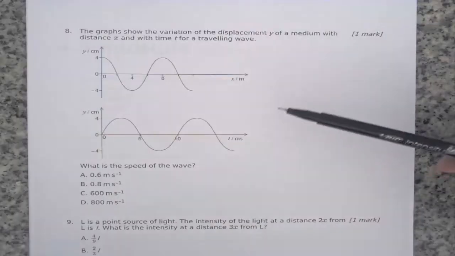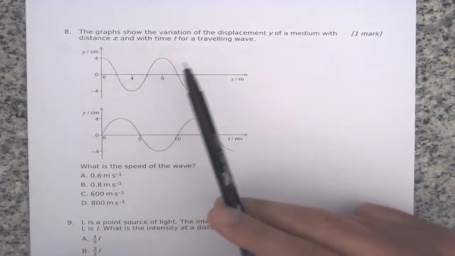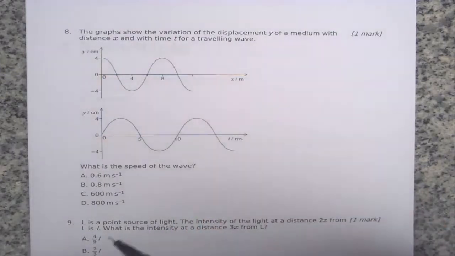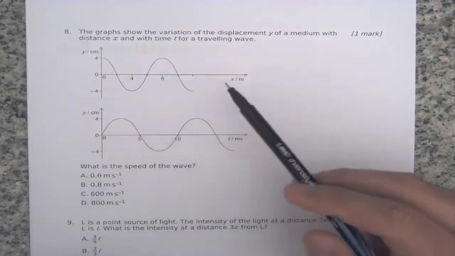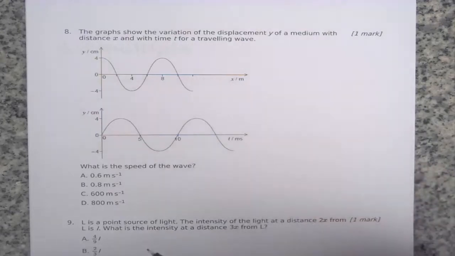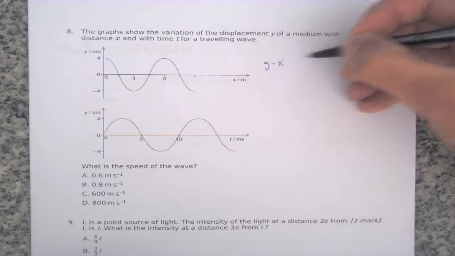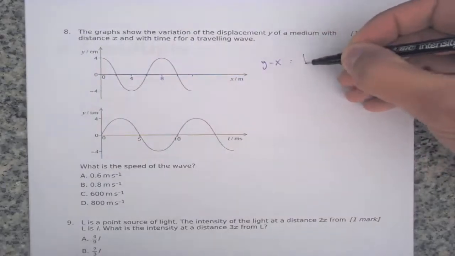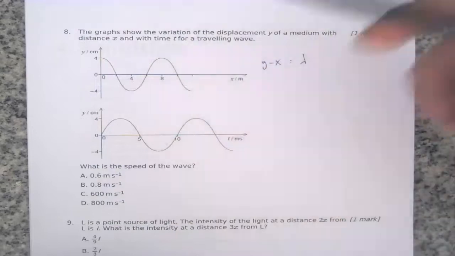So number 8, we have a graph showing the variation of the displacement y of a medium with distance x and with time t for a traveling wave. What is the speed of the wave? So here, when we have the displacement against distance, y against x, we can find the wavelength. So the wavelength here, you can see that it is 8 meters.